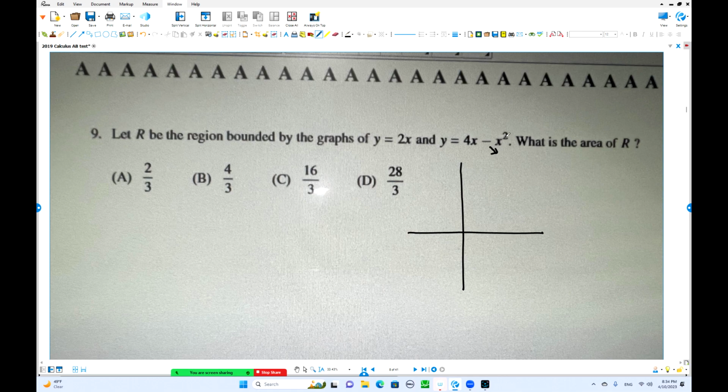This is quadratic, the graph is minus x squared, so the graph looks like this. We know that. For the x-intercepts, x is a common factor: x times 4 minus x equals 0. You have two x-intercepts. One is 0, the other is 4. So this is 0, and this is 4 there. The graph looks this way.